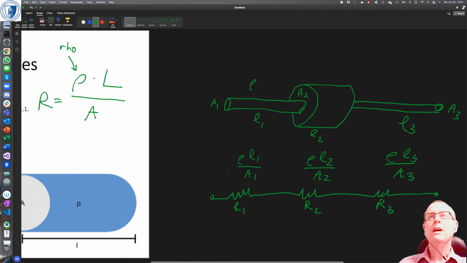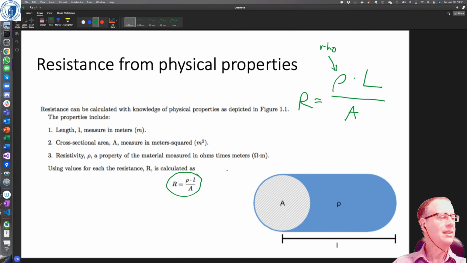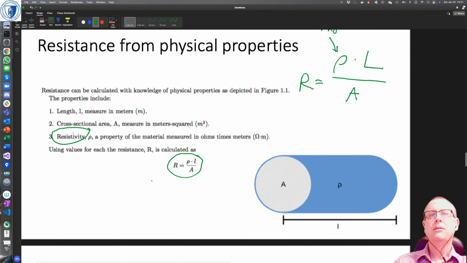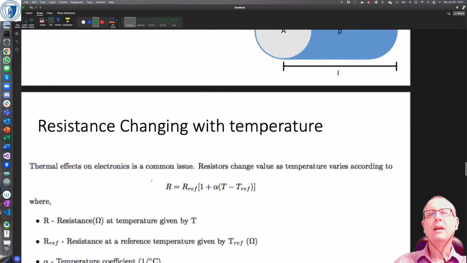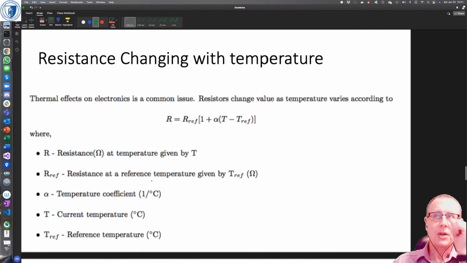Okay. So that's one of the physical properties, resistivity, that we're going to talk about in this course. Another physical property is a thing called the temperature coefficient, right?